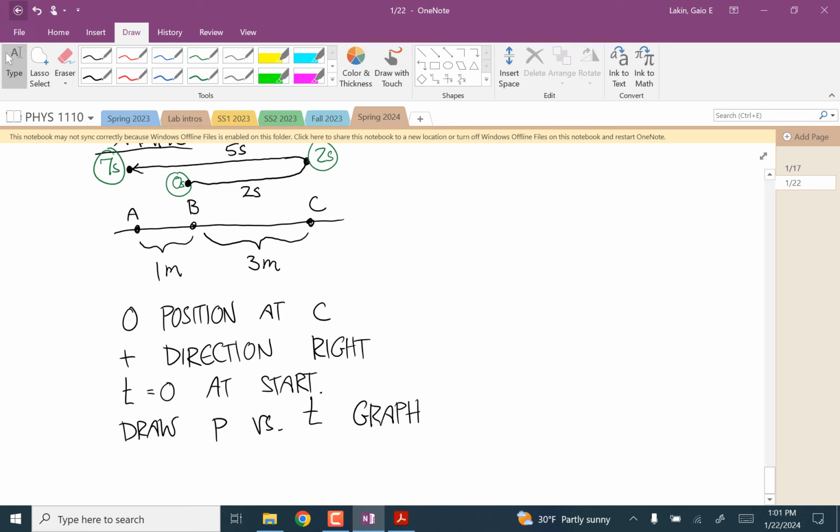And then the 0 position is at C, so this is 0. And the positive is this way, which means negative is this way. So what's the position label at B? Negative 3, perfect. And what's the position label at A? Negative 4, that's right. If you're already at negative 3 and you go another meter in the negative direction, negative 4.